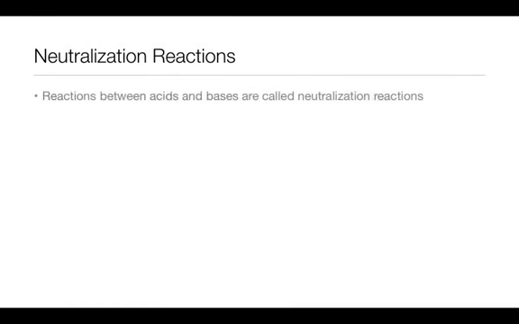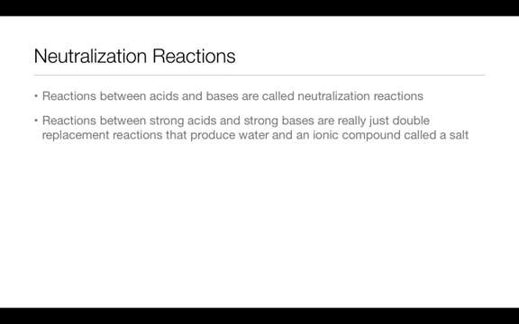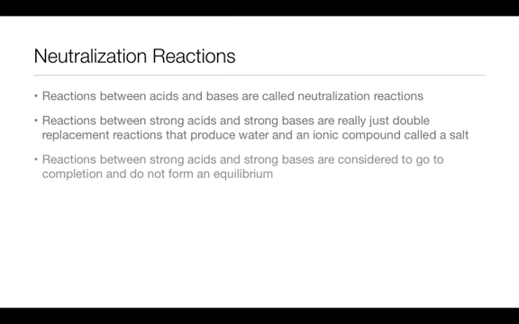Reactions between acids and bases are called neutralization reactions. I think everybody has a pretty decent understanding coming into the chemistry class that a neutralization occurs between acids and bases. When we look at reactions between strong acids and bases, really all we're looking at is a double replacement reaction. The products of this acid-base neutralization will be water and another compound that we call salt. Salts are basically ionic compounds.